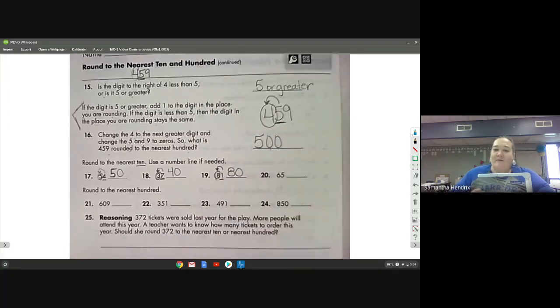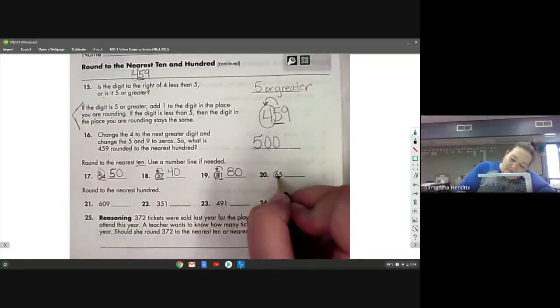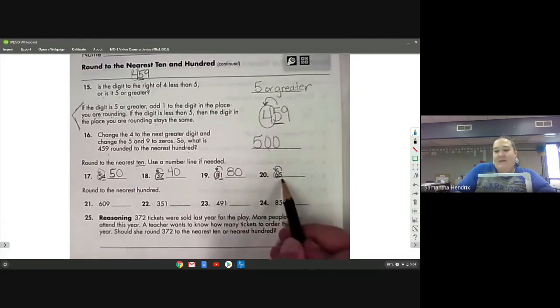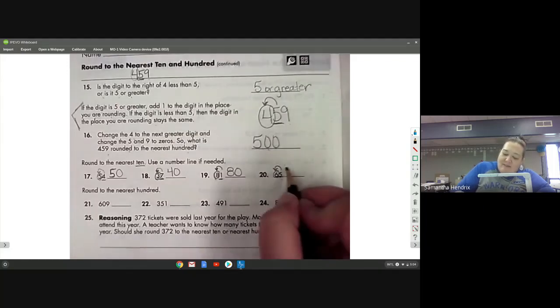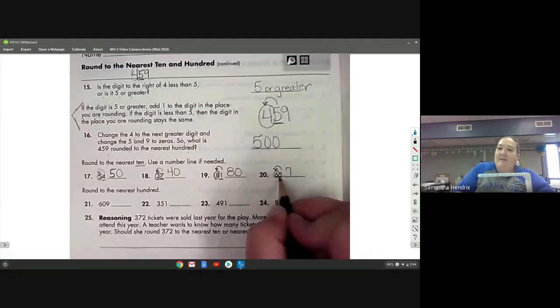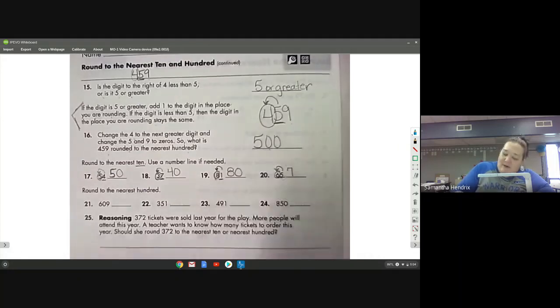You do this one by yourself. Circle, underline, and do your little arrow. Go ahead. You can pause me. Okay, so I circled the 6, I underlined the 5, and I drew my arrow. This 5 is going to boss this 6 around. So is this 5 4 or less? No. Is it 5 or more? Yes. So this 5 is telling this 6 to raise the score. So it's going to become a 7. And the 5, oh my goodness, it yelled at that 6. It's going to run away. And we're left with a 0.